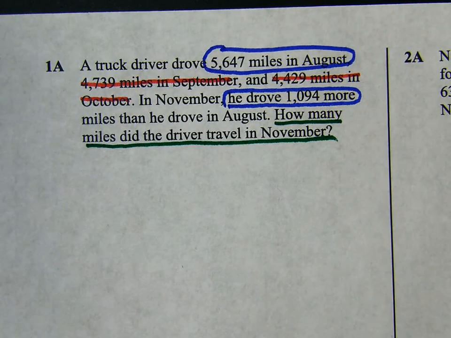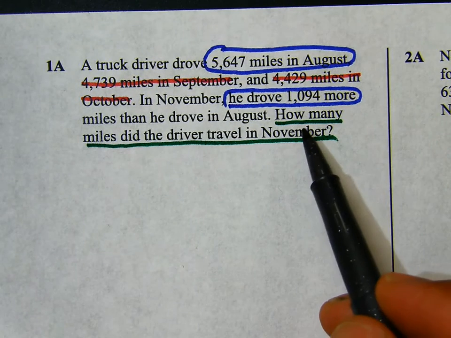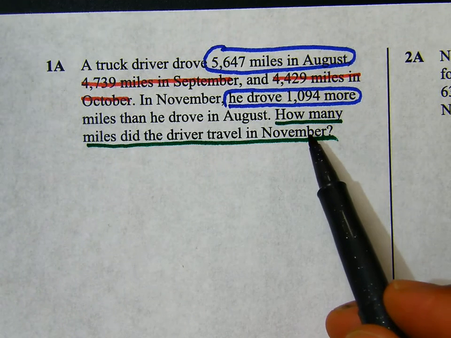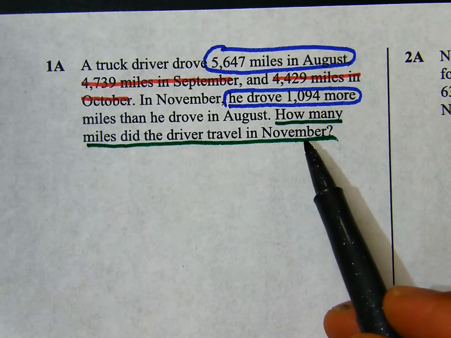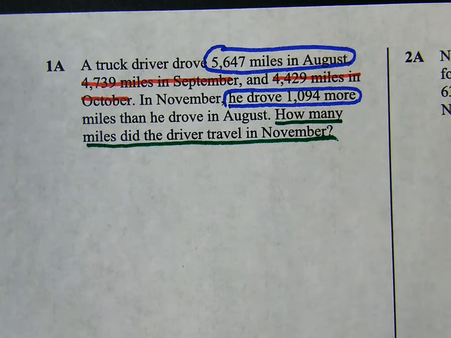All right, once we've done this part, I know the information that I need and I know what is being asked. I need to find how many miles he traveled in November, and I know to find this I'm going to have to put these two together. I'm going to have to add them.